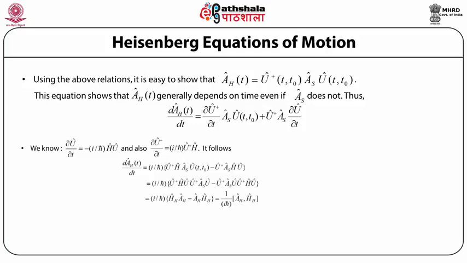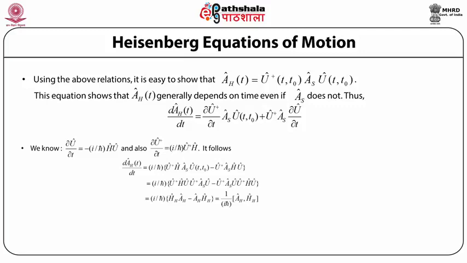Thus, we can define the time derivative of the operator A_H(t) in the Heisenberg picture. The derivative of operator A_H(t) with respect to time is equal to the partial derivative with respect to time of U dagger A_S U(t, t0), plus U dagger A_S times the partial derivative with respect to time of the unitary operator U.